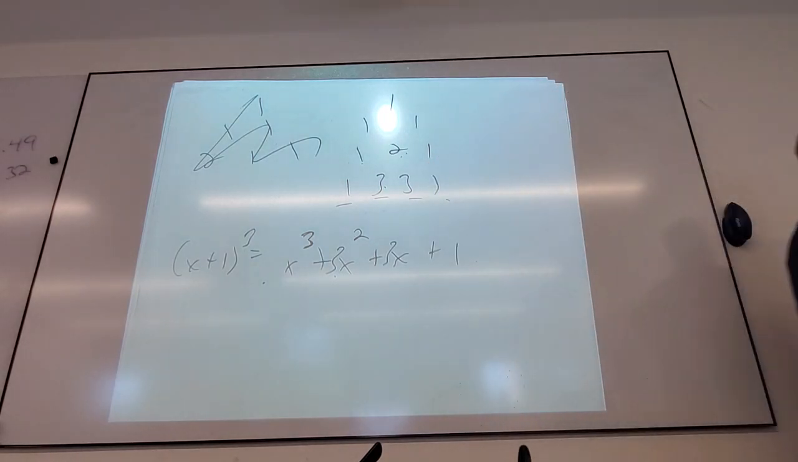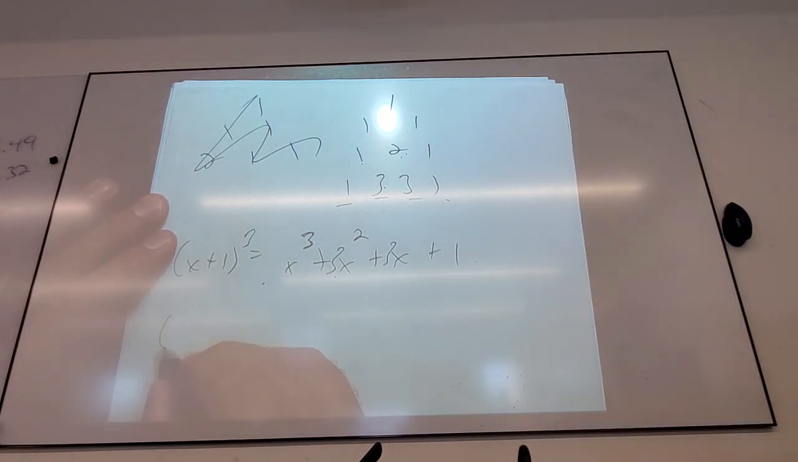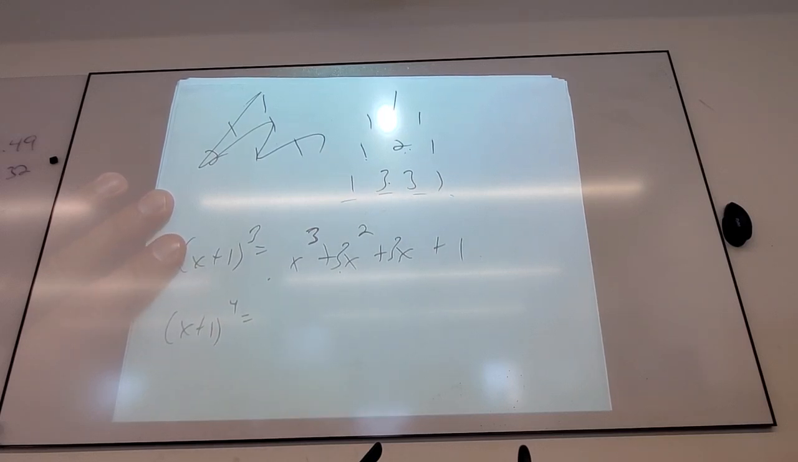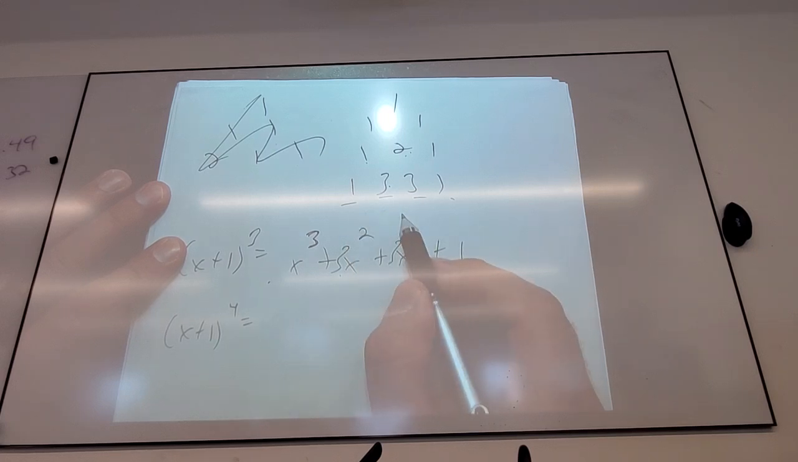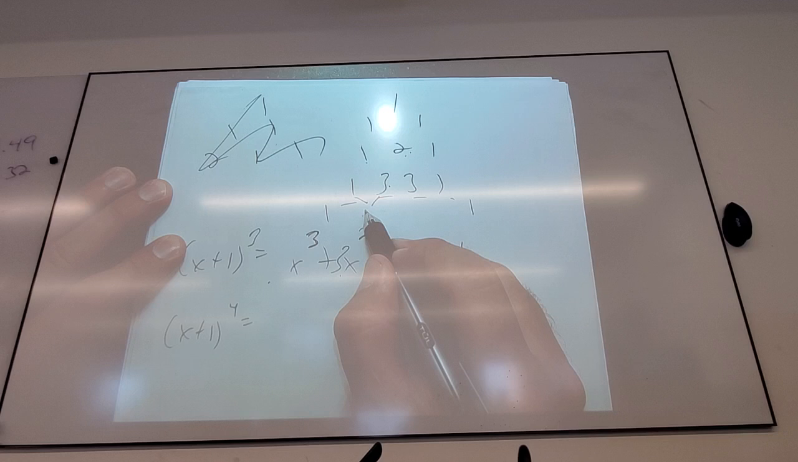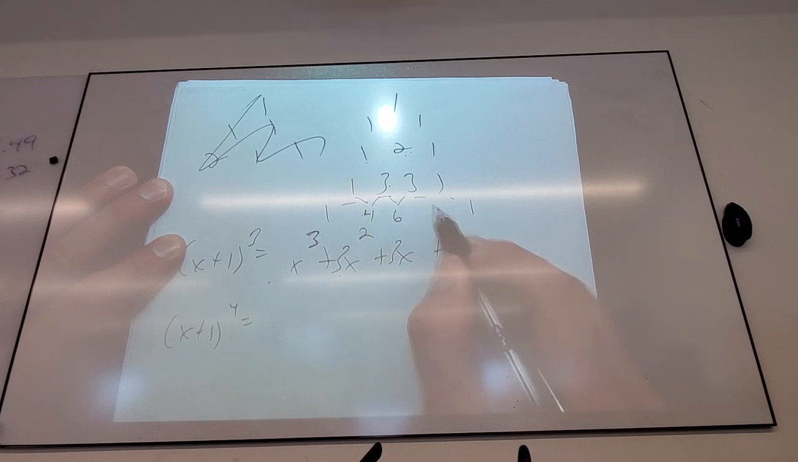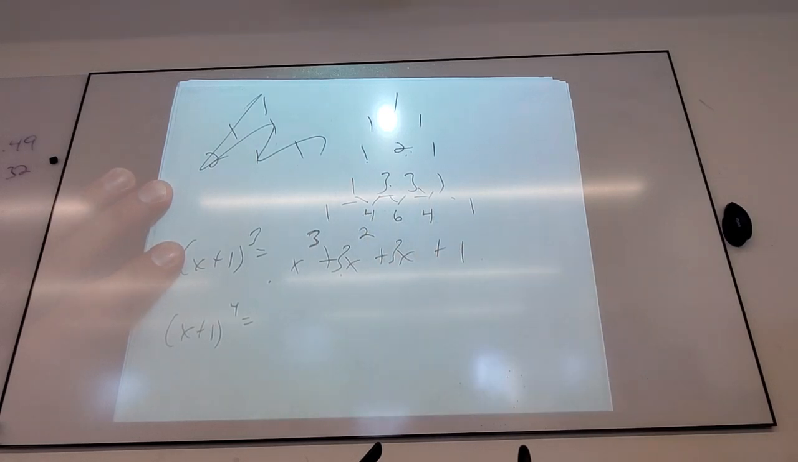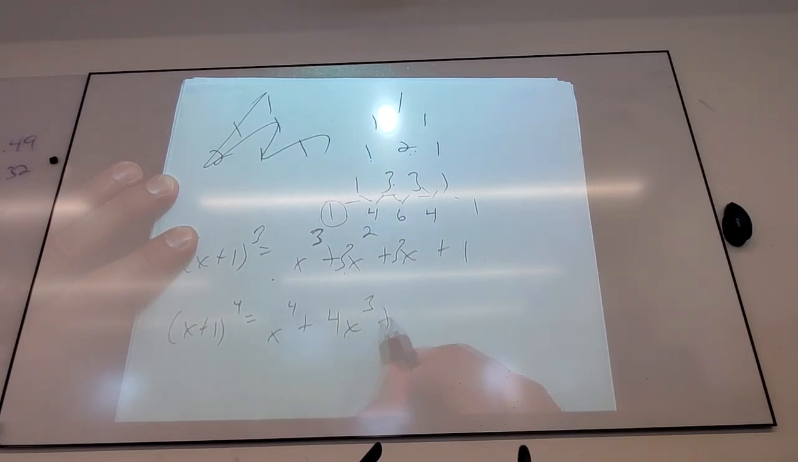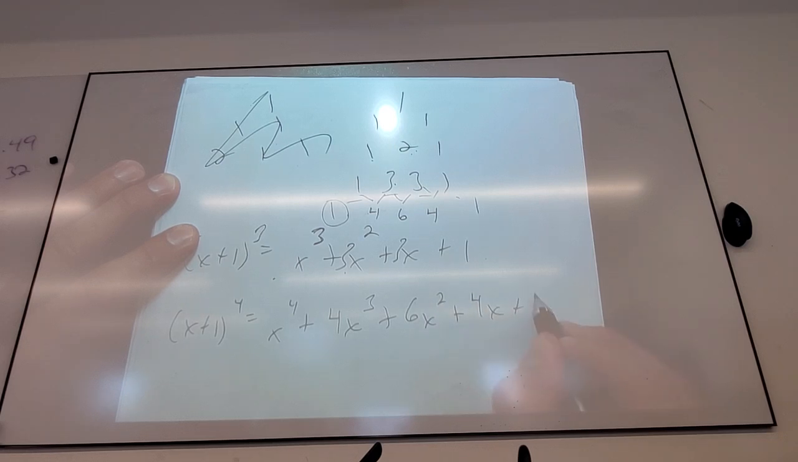So how would I get x plus 1 to the 4th? Do I have what I need in terms of coefficients? Not yet. So 1's would go on the outside. What goes here? 4. 6. 4. So it'd be 1x to the 4th plus 4x cubed plus 6x squared plus 4x plus 1. Okay.